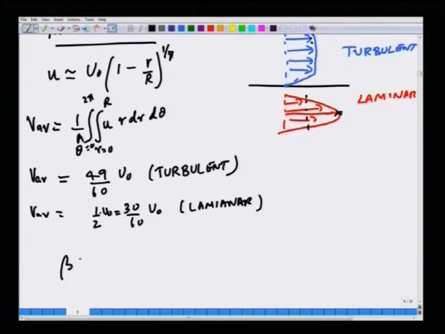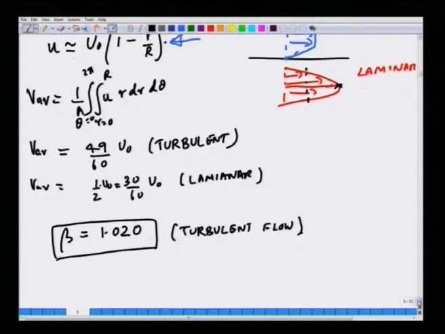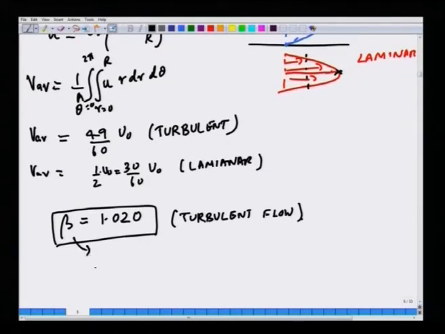So, likewise you can calculate the momentum correction factor. Using the procedure above and changing the velocity profile to this, you will find it. I will leave it as an exercise for you. So, this is the momentum correction factor for turbulent flow. Okay. So, beta is very close to 1, more close to 1 in a turbulent flow when compared to laminar flow, where beta was essentially 4 by 3.